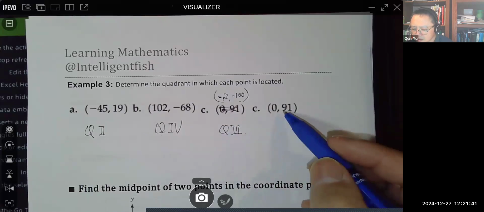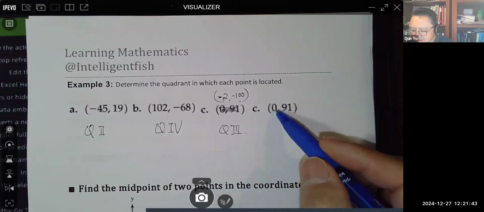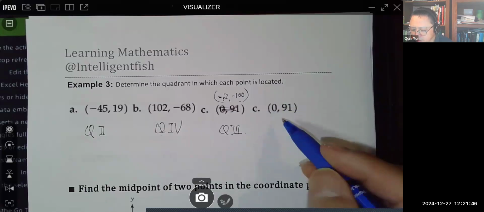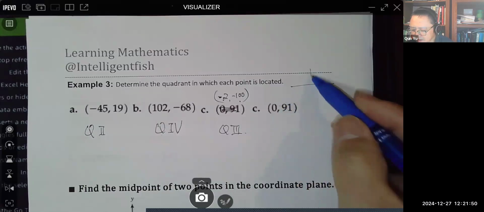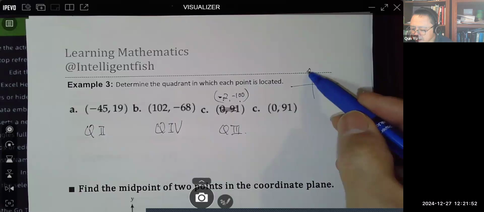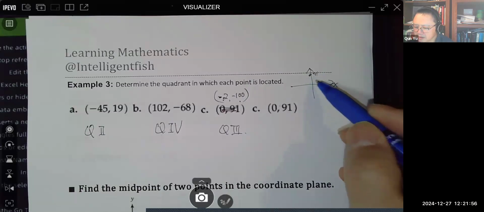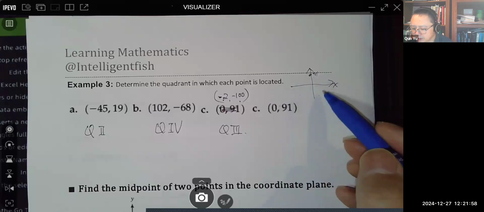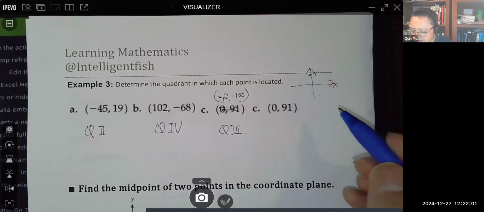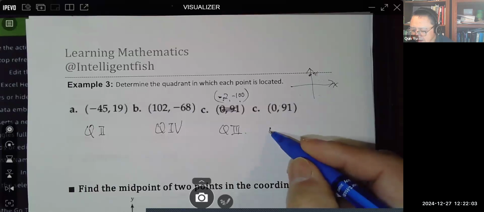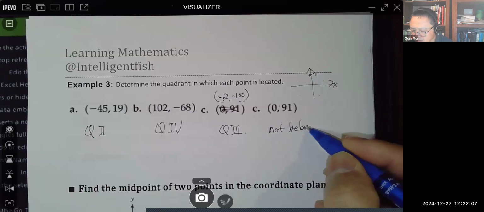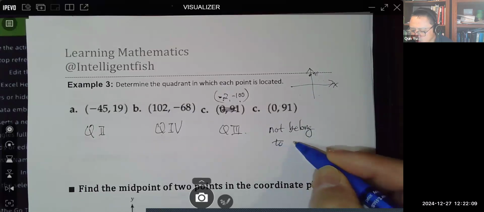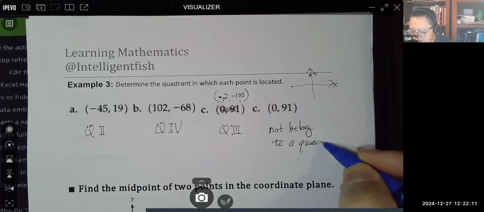And this one, x value 0, that means x is at the origin. Y value is positive. It goes like this. This is x, this is y. X is 0, y is positive. Suppose this is -1. So it's not in any of these 4 regions. It's on the y-axis. So we say this doesn't belong to a quadrant.